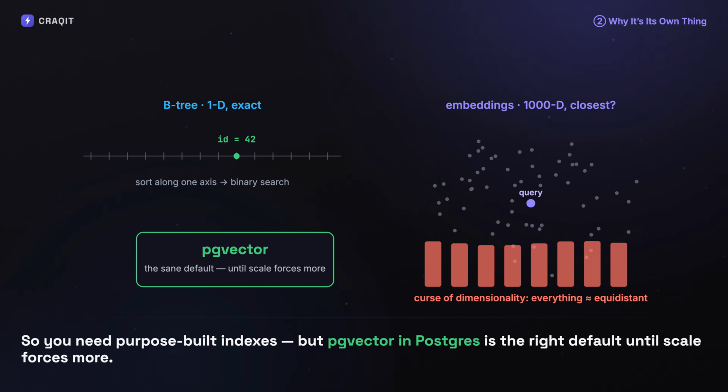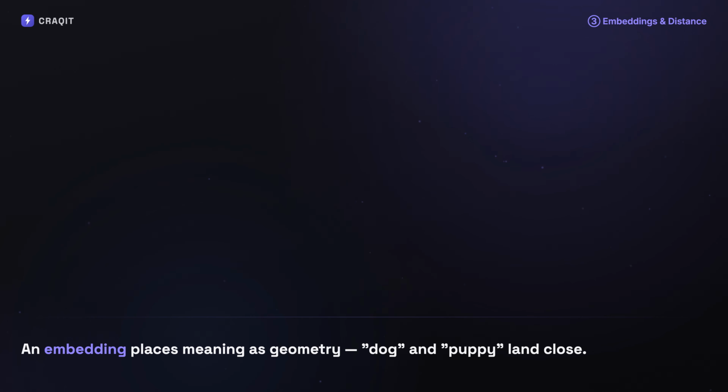Juniors reach for a distributed vector cluster to store 50,000 embeddings, and other teams try to force 200 million vectors through an extension that's straining. The judgment is matching the tool to the actual scale. Let's ground the foundation, because everything rests on it.